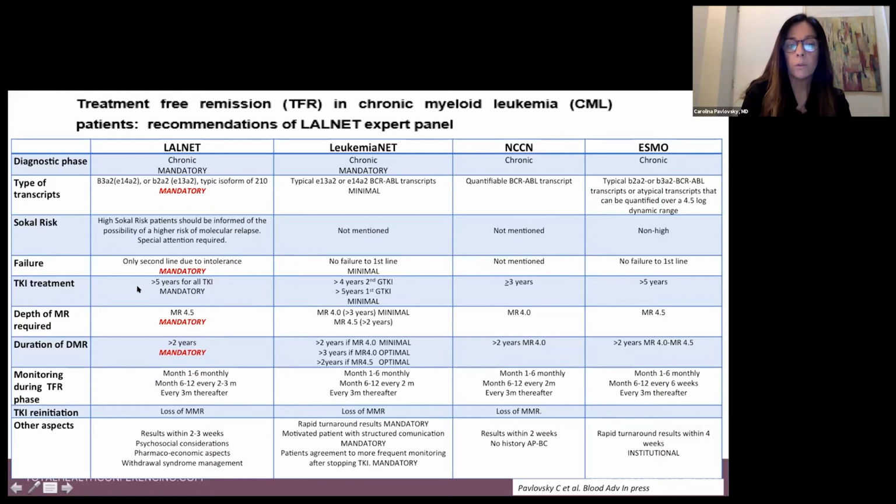Also, the depth of the molecular response required is mandatory, and we are refining 4.5. This is a difference with, for example, the Leukemia Net, because they say that it's 4.5 for more than 3 years, and they consider this minimal. They also share 4.5. So there are some differences, and we also analyze some psychosocial considerations and pharmacoeconomic aspects. So this is the reality for our region.